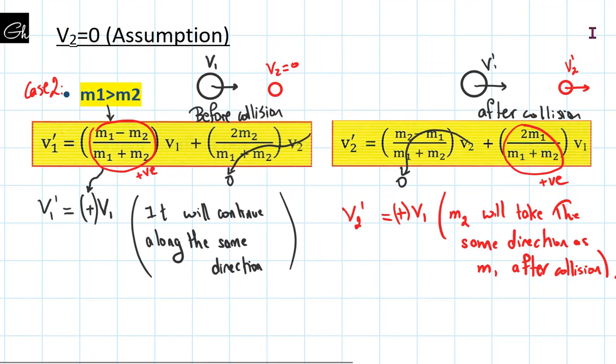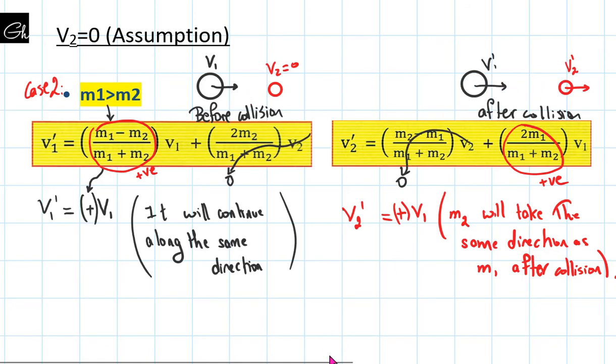In the second case, we'll assume that v2 equals 0 and m1 is greater than m2. So we have two particles, one of them bigger than the other, and this particle is at rest. Since v2 equals 0, these two parts will be cancelled out. The remaining part will be m1 minus m2, and since m1 is greater than m2, this part will be a positive value. So v1 prime has the same direction as v1, and v2 prime will have the same direction as v1. So these two particles, after collision, will be moving along the same direction.